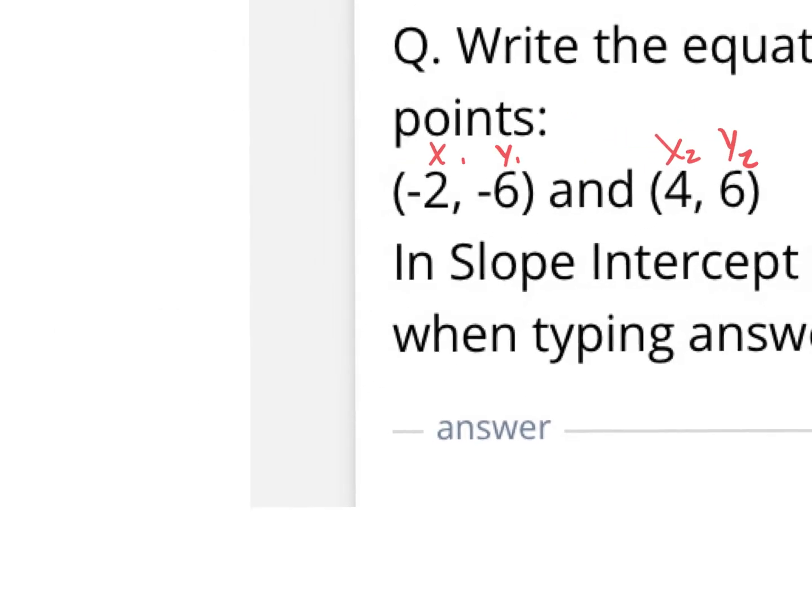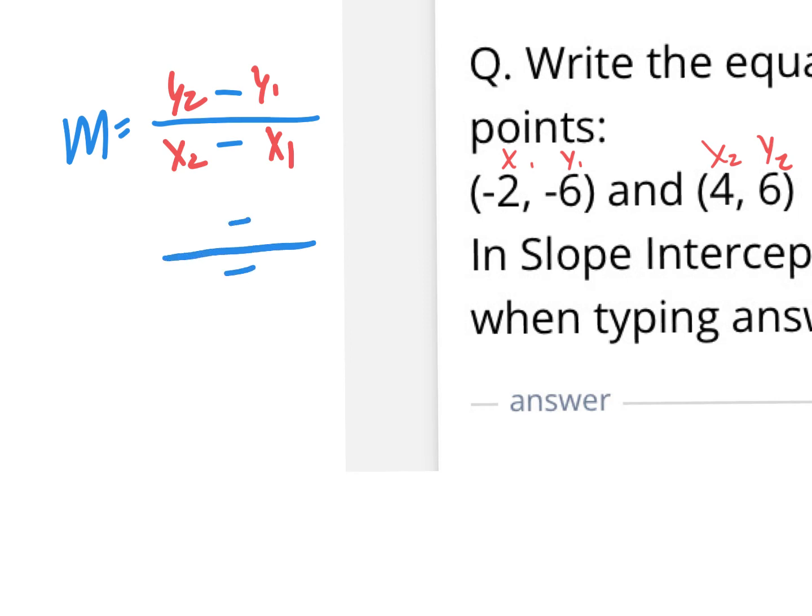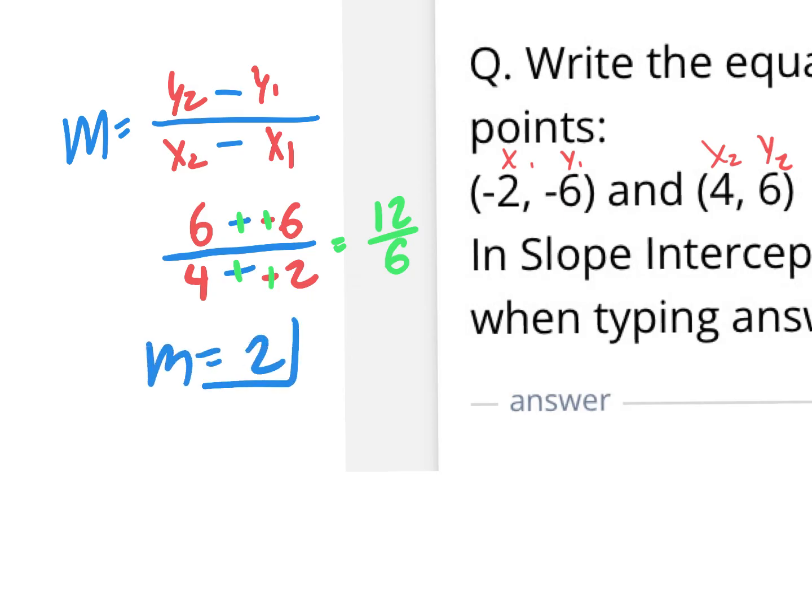So we will use the slope formula, y2 minus y1 over x2 minus x1. And when we use it, I recommend doing the division and the subtractions first, then plugging in your actual y2 value of 6, your y1 value of negative 6, your x2 value of 4, and your x1 value of negative 2. And whenever you have the minus minus, change to plus plus. What we have here is 12 over 6, which means that our slope is actually 2.